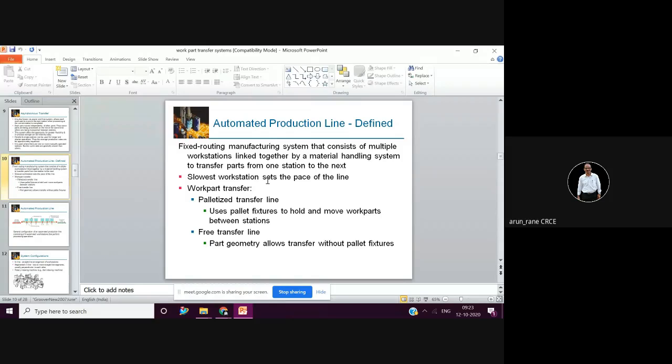Suppose the line has 20 workstations, and the time required at every workstation is, for example, 1 minute. If the cycle time is 1 minute, then you have to see that every workstation takes near about 1 minute. Say the two-wheeler cycle time, for Bajaj, I think is some 45 seconds. Means every 45 seconds one two-wheeler is rolled out.